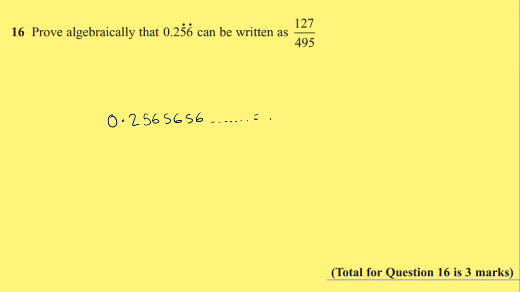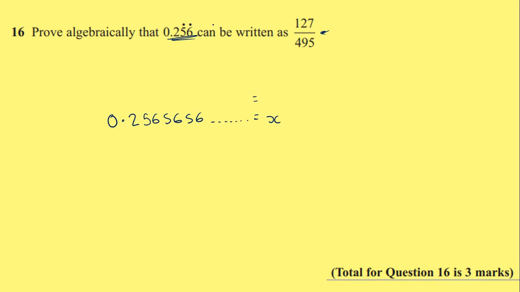0.25656656... is equal to x. Okay, we don't know what x is just yet, but we're going to try to find out what x is. We do know that x has exactly this value here. And so hopefully we'll find out that x has also got exactly this value here, which means that those two things will be the same.